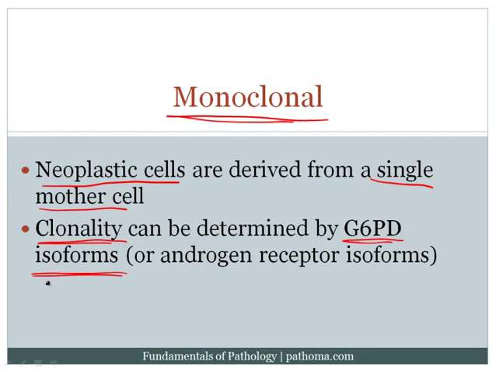Now we could play the exact same game using androgen receptor isoforms, because androgen receptor isoforms are also on the X chromosome. And so we could say that the patient has androgen receptor A, androgen receptor B, androgen receptor C or D or E, etc. And we could play the exact same game that we played with G6PD. But this is a fundamental principle of neoplasia, and that is that all neoplasia, whether it be benign, whether it be malignant, all neoplasia, all tumors are monoclonal by definition.